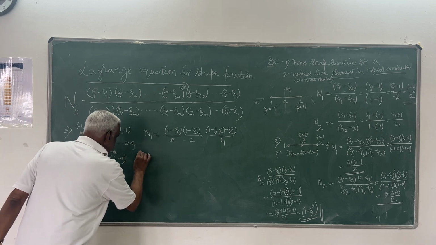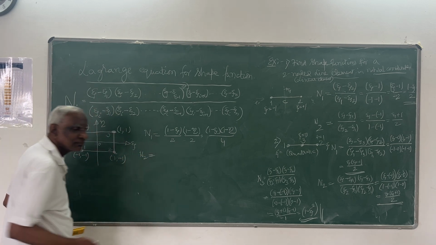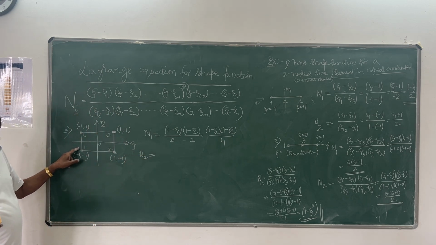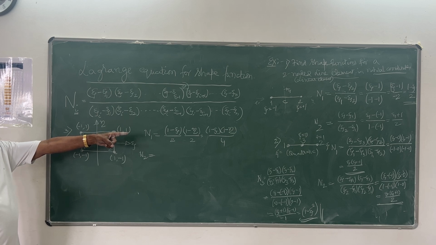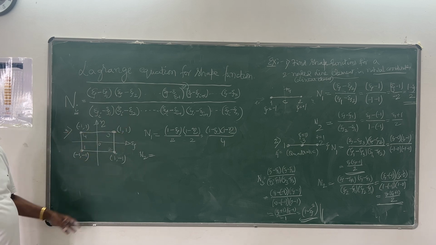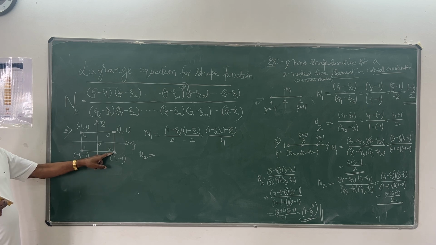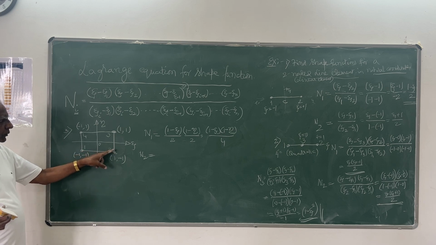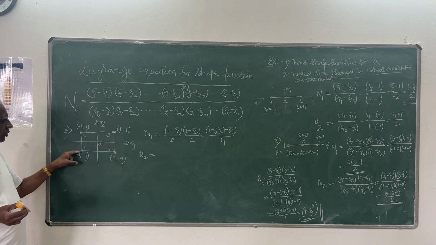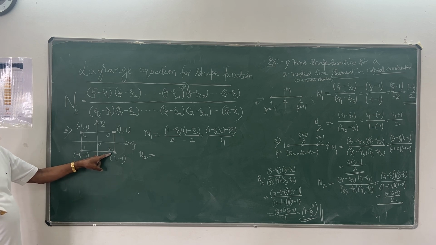Then N2. Or the other way also you can see: ξ is negative, η is also negative, that negative you take it, divide by 4, (1 minus ξ)(1 minus η). So come to N2. Node 2 is common for lines 1-2 and 2-3. For 1-2, it is the second node.